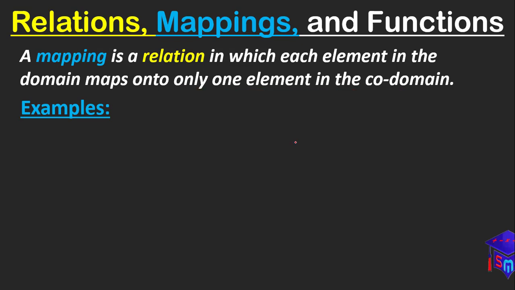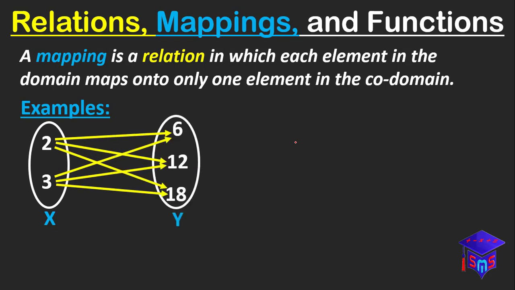Alright, let's look at another example. Look at this mapping we have over here. You check whether it obeys the definition. The definition is saying each element in the domain should map onto only one element in the codomain. You check 2, for instance, as an element in the domain. 2 is mapping to 6, that same 2 is mapping to 12, and that same 2 is mapping to 18. So that alone does not satisfy the definition.